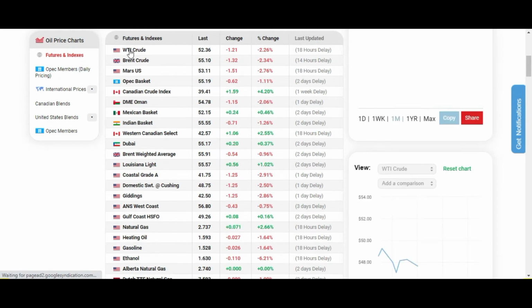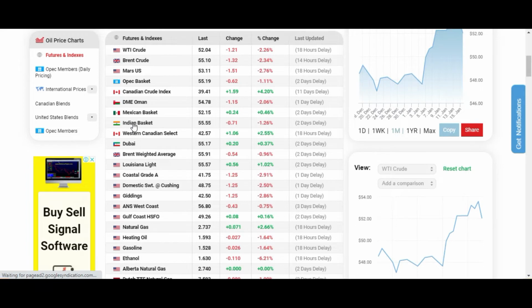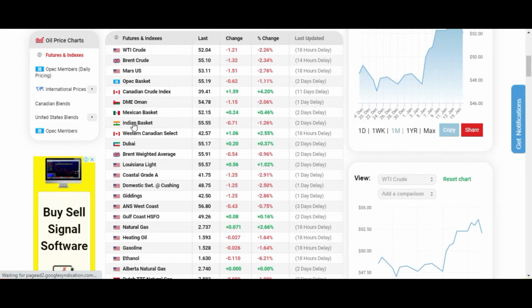You can see WTI crude, Brent crude. There is one more basket, the Indian basket. So what is this Indian basket? Basically, this is the price exclusively for India, and it is a tradable instrument. You can see the price changes on a daily basis. So what is the Indian basket and how is it managed? Let me give you an example.